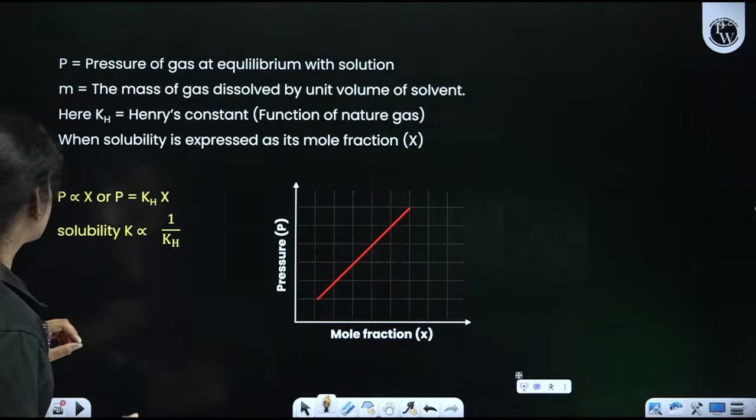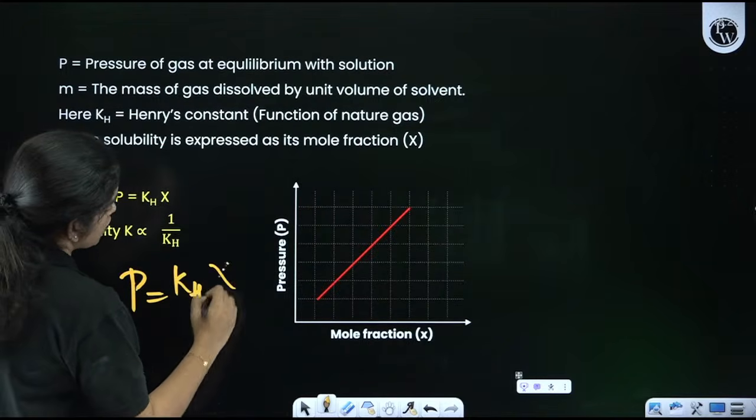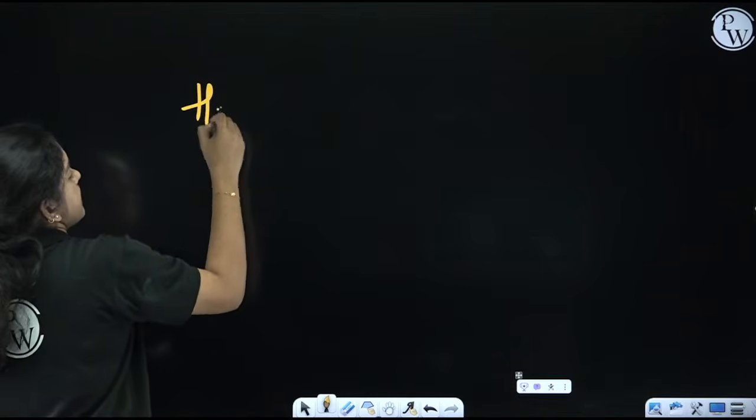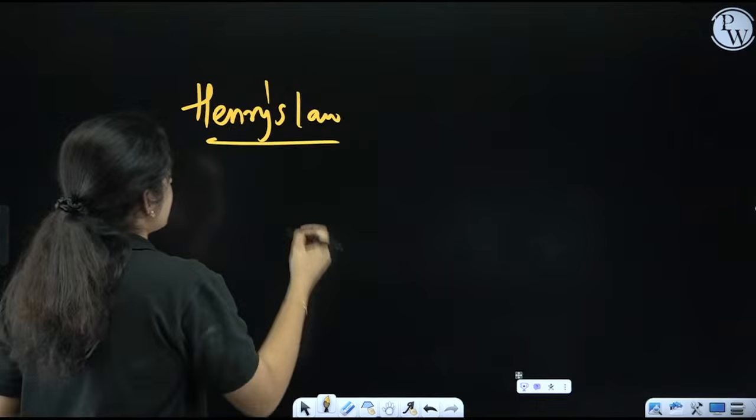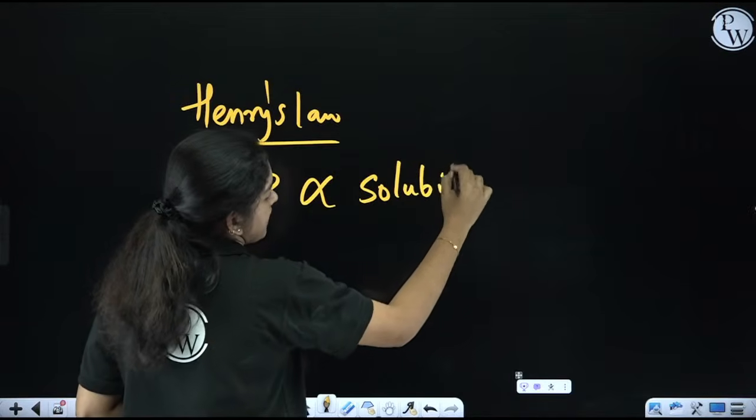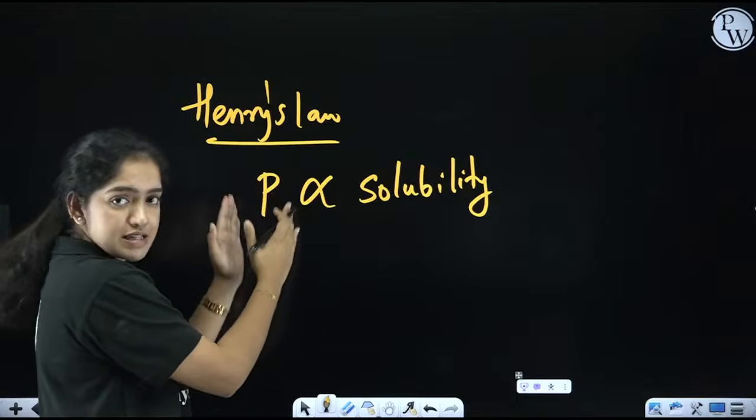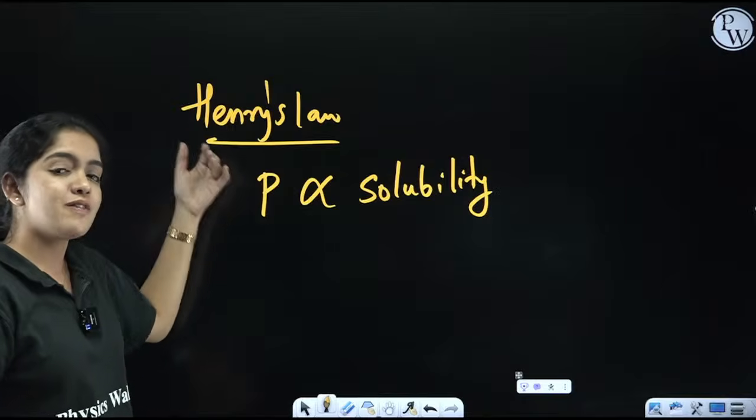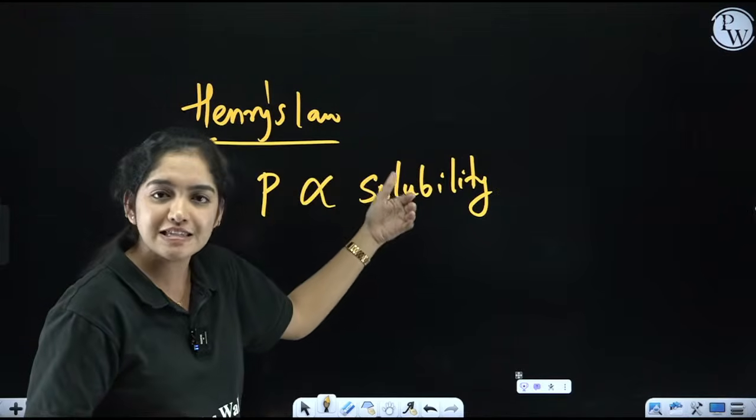So, next, we got the equation P equals Kh into chi. And again, we can write it like this. In Henry's law, the pressure is directly proportional to solubility. And Dalton modified it slightly. Henry's law says pressure is directly proportional to solubility. When the pressure is increasing, solubility increases. So when we are applying a high pressure, what will happen to the solubility of the gas? The gas will easily dissolve in the liquid.